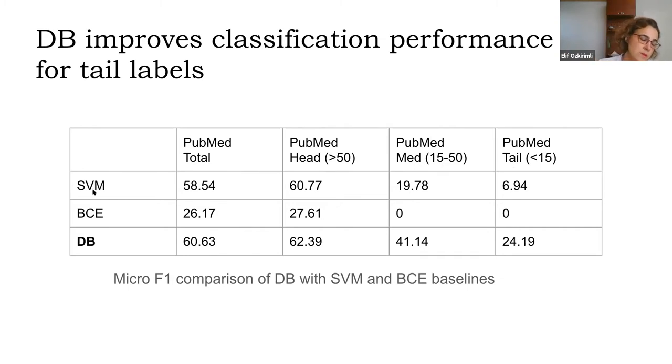SVM, this is a baseline method, and BCE, binary cross entropy, also a baseline method. You see, when you compare head versus tail performance, SVM performance drops considerably. And in fact, BCE doesn't even perform at all for the medium and tail labels. With distribution balance loss, not only does the total performance increase, but also the tail performance is significantly increased compared to the baseline.